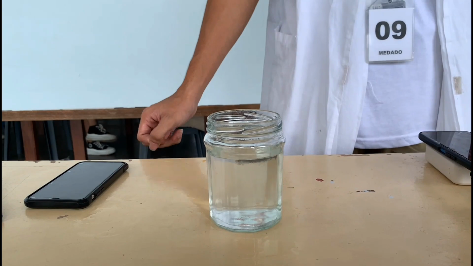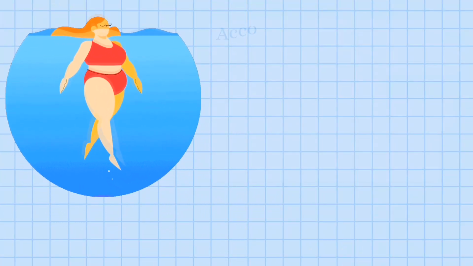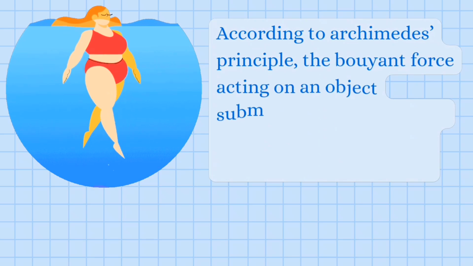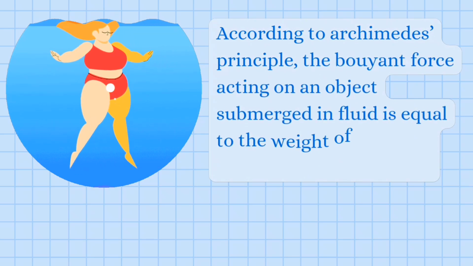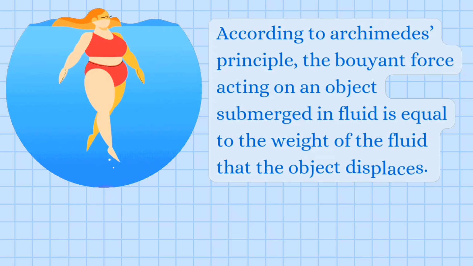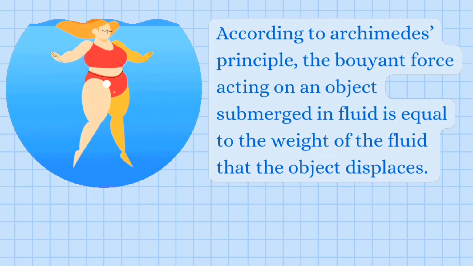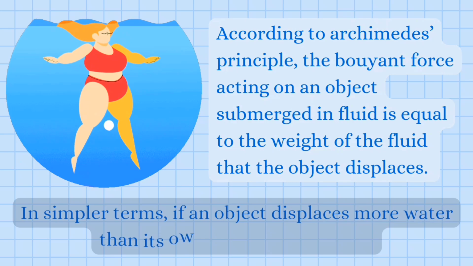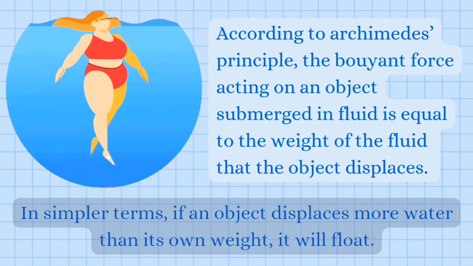But why is that? According to Archimedes' principle, the buoyant force acting on an object submerged in fluid is equal to the weight of the fluid the object displaces. In simpler terms, if an object displaces more water than its own weight, it will float.